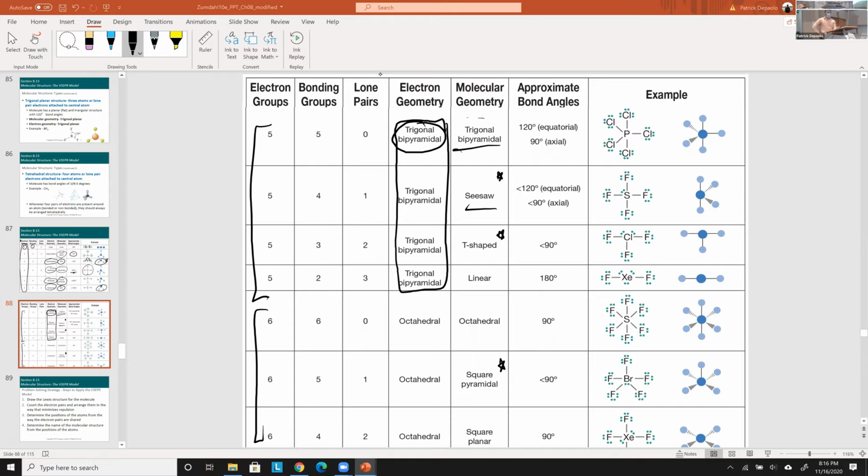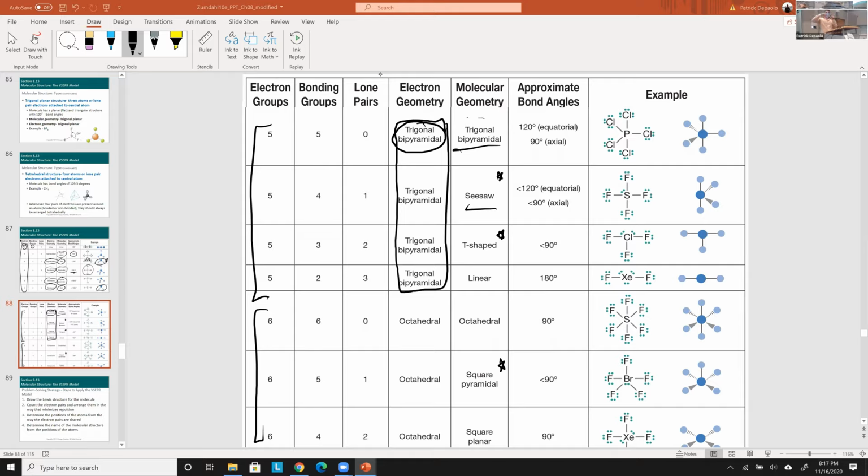Then if you take away another bonded pair, so now you have 4 bonded, take away another one and replace it with a lone pair, you now have 3 bonded and 2 lone pairs. So it'll create a T-shaped arrangement. Imagine if you have water, but you have a 3rd atom bound. You're going to have your 2 lone pairs at the top, and it will kind of push everything down.